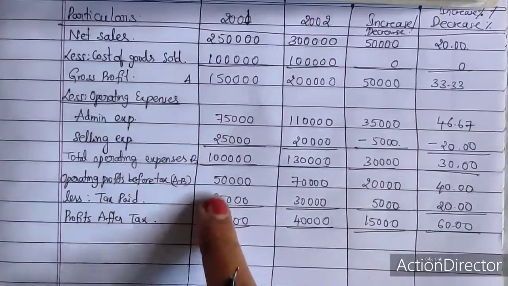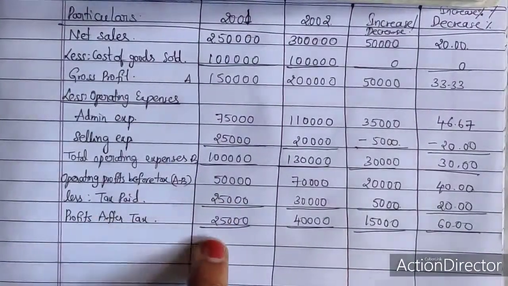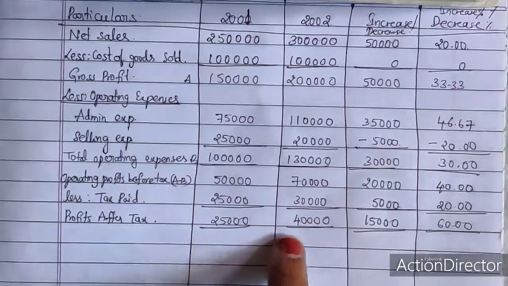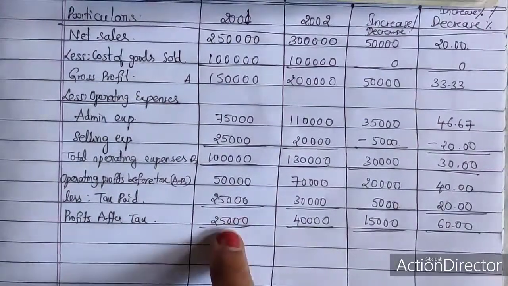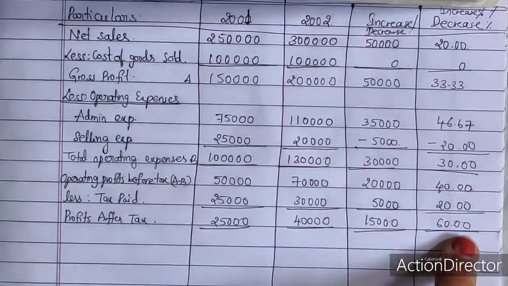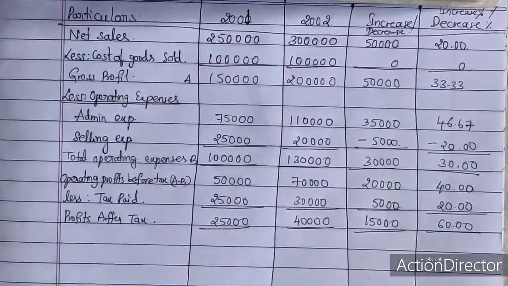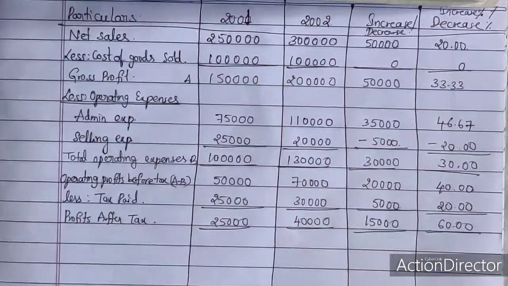Next, we need to less this from the operating profits before tax. So this is called profits after tax. So 25,000, 40,000. So here also we have an increment, that is 15,000. And what is that percentage? So in this way we have to prepare the comparative financial statement.